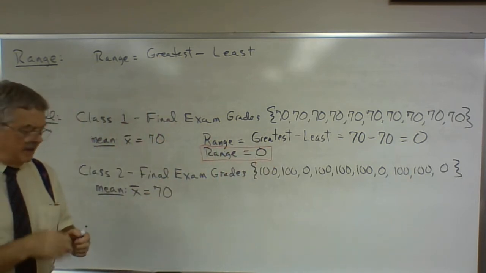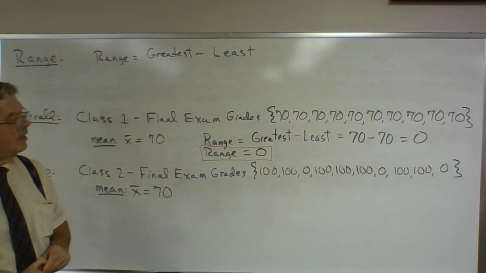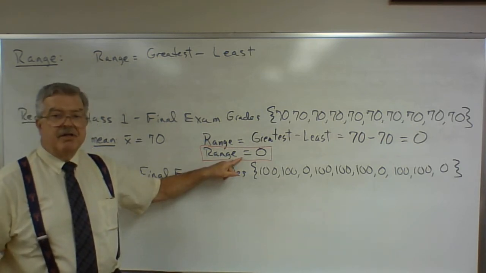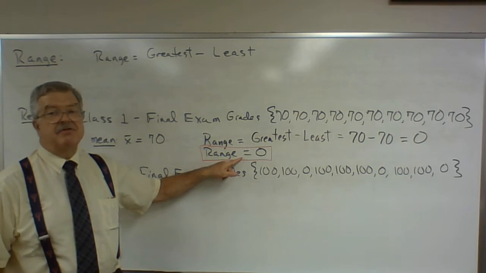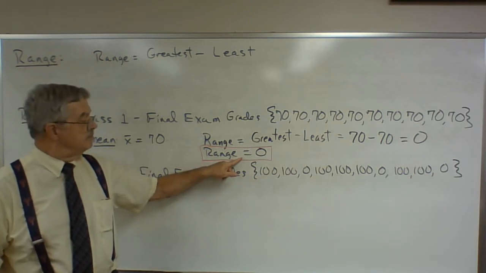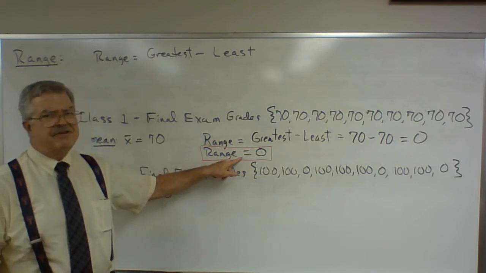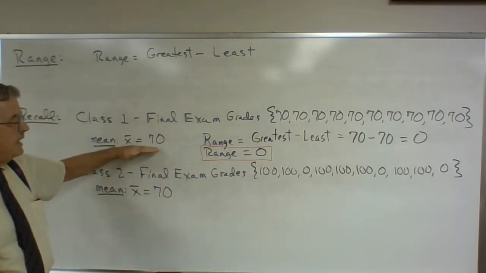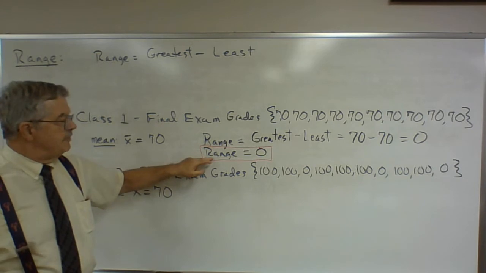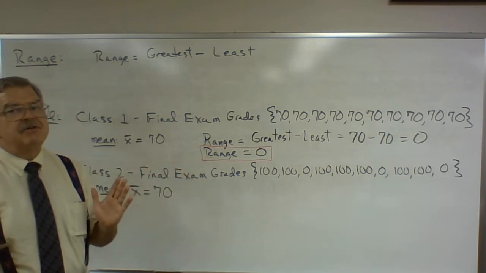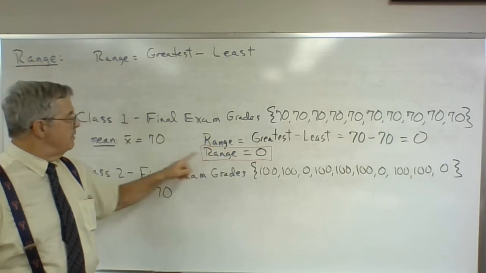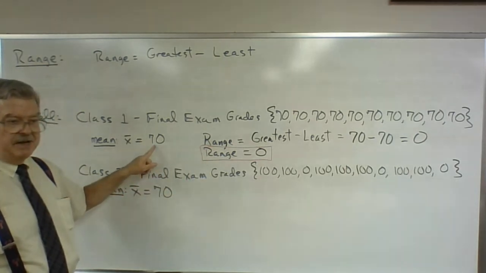And I'll give you a hint. The smaller the range, the less the data values are dispersed. The range is 0 here. The mean is 70 and the range is 0. That tells the story completely. All of the data values have to be equal to the mean.